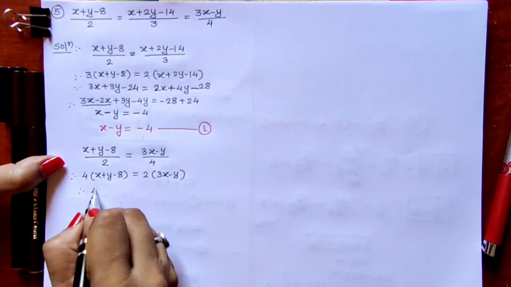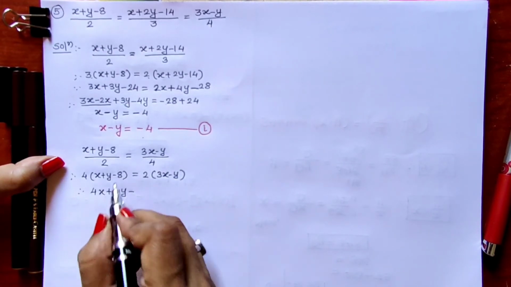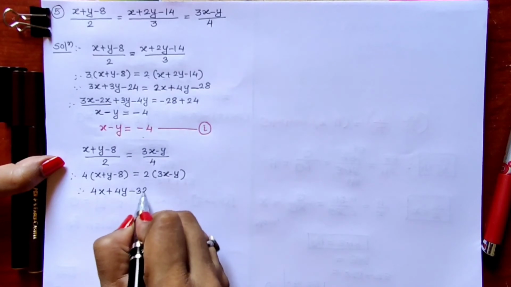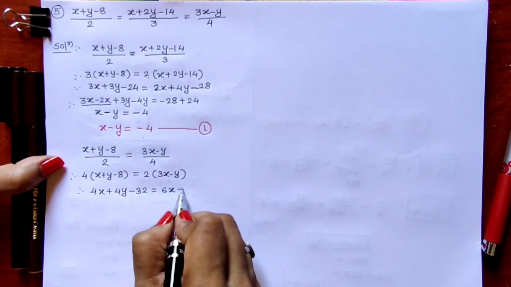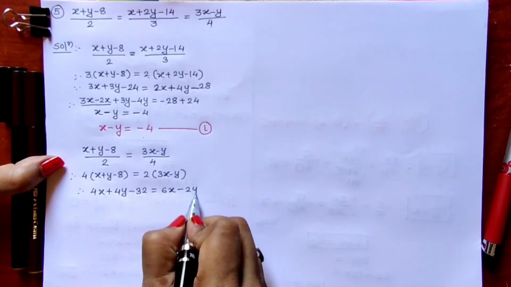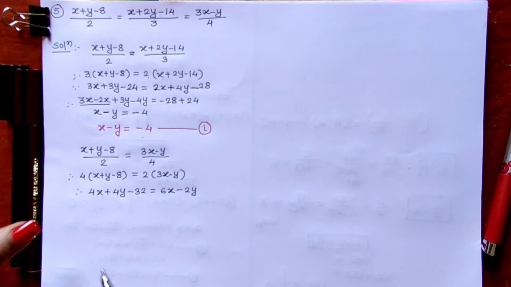4 into x is 4x, plus 4 into y is 4y, minus sign is there. 8 4s are 32, correct? Then 2 into 3 is 6x, minus sign is there. 2 into y is 2y. Now what we have to do? We have to transfer these x and y terms on the left hand side.